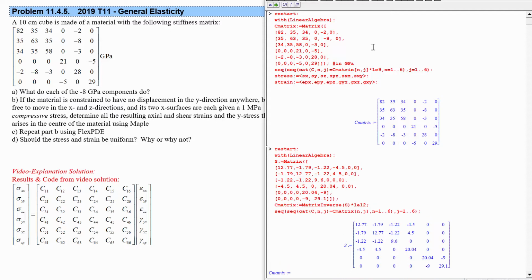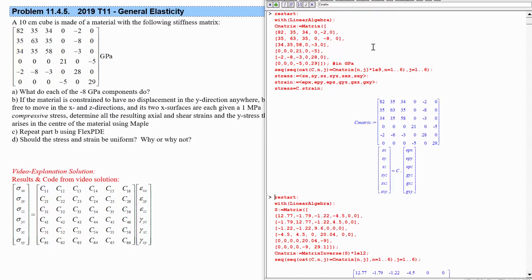Now we've got that stress is equal to C dot strain. That's our relationship this time. Oh, I called it C matrix. C matrix. Okay, for real, still not real. I got to spell matrix correctly. C matrix.